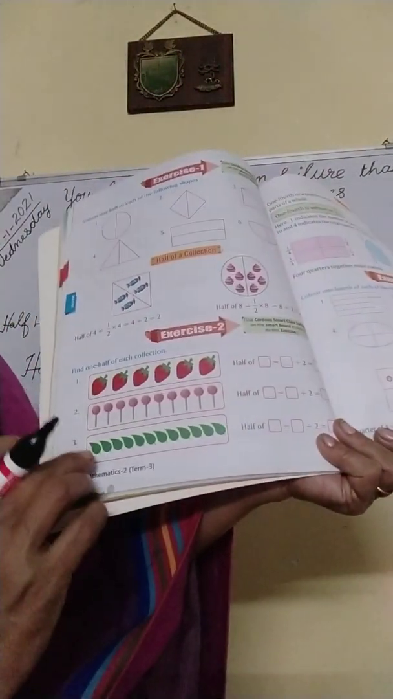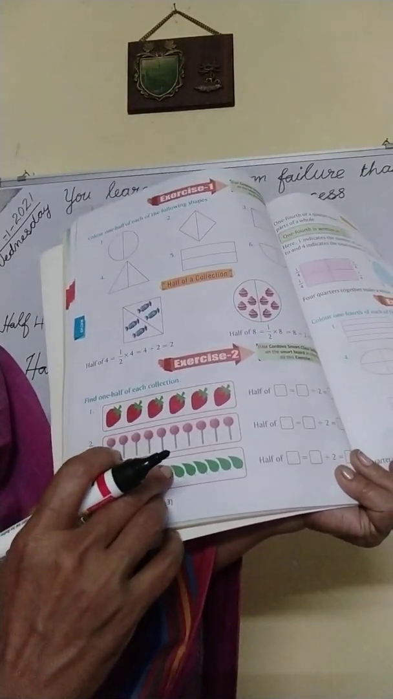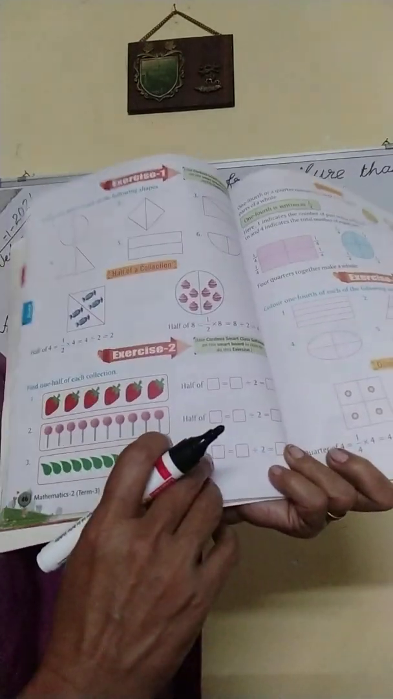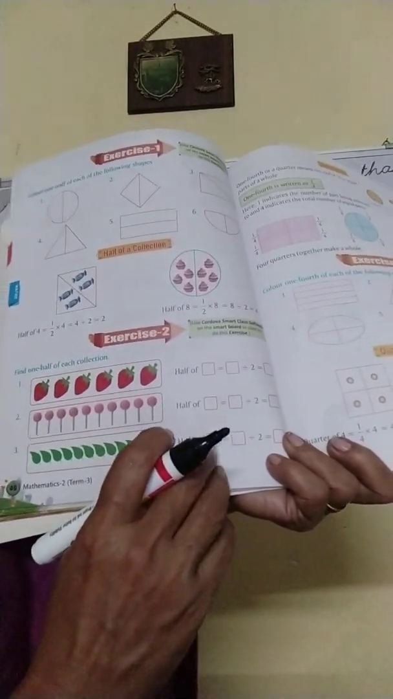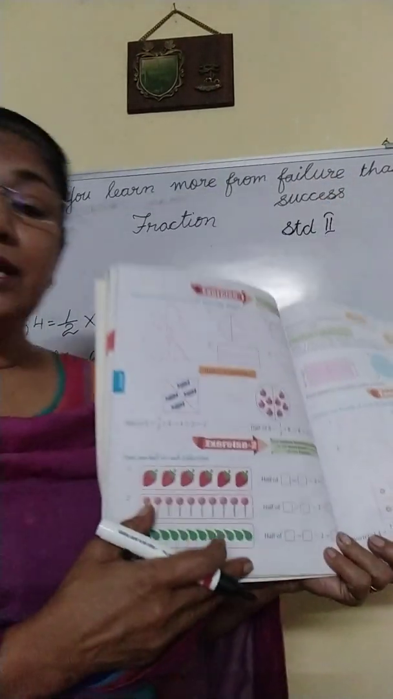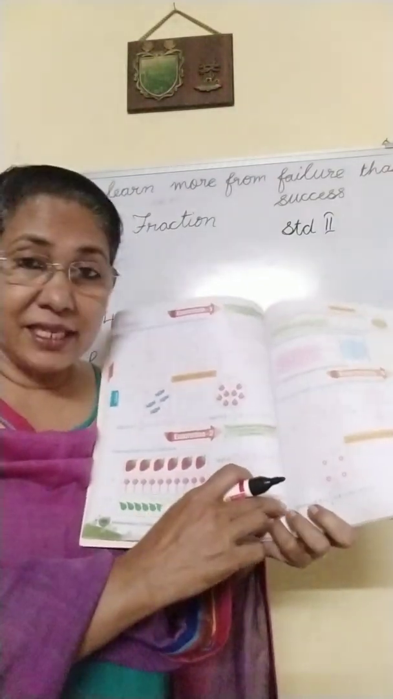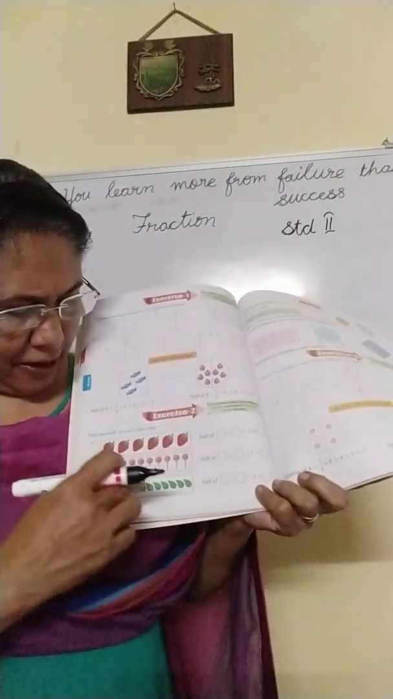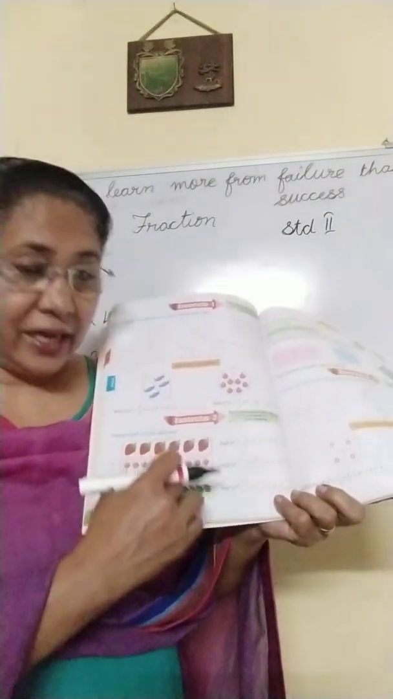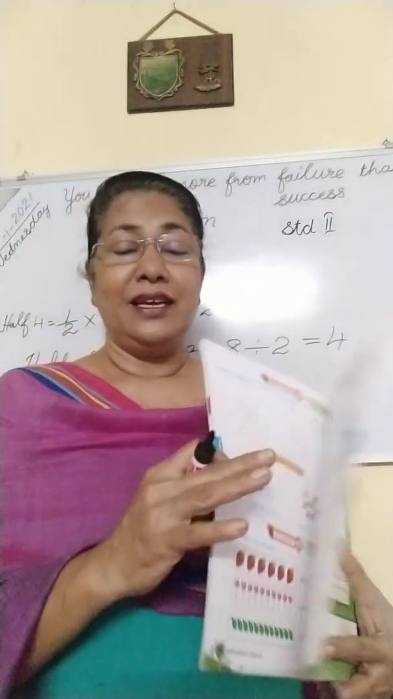Next one. How many leaves are there? 2, 4, 6, 8, 10, 12. Half of 12 equals 12 divided by 2. How many 2's are there in 12? Yes, 6. The quotient is 6. Count 6 and divide this into half. So, this is all for you today.